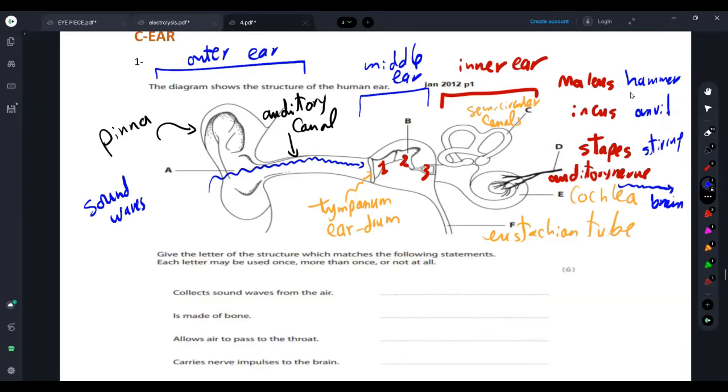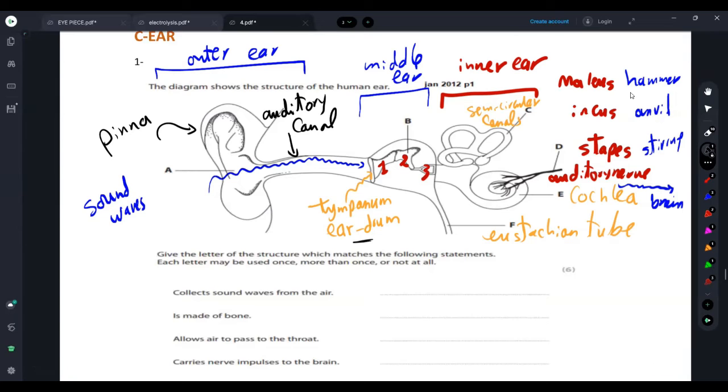So how can we receive sounds? How can we integrate sounds? How can we produce sounds? Okay, this is a long story. The story starts with sound waves collection by the pinna. Then waves are directed across the auditory canal to the tympanum.